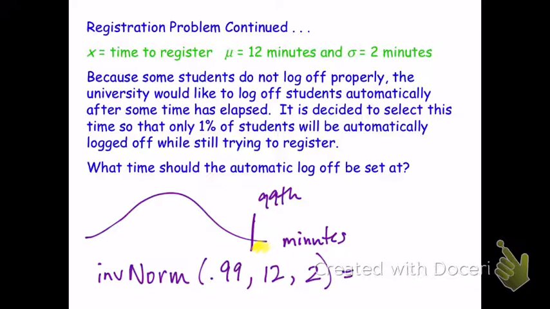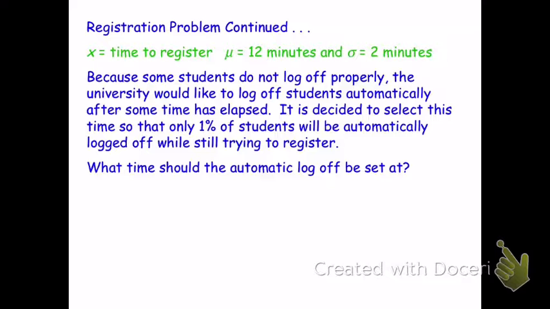So how do you know when to use normal CDF and inverse norm? Normal CDF is when it asks you for a probability, like what's the probability between 7 and 15? And then this one, it's giving you a percentile, and it's asking you to output a value.